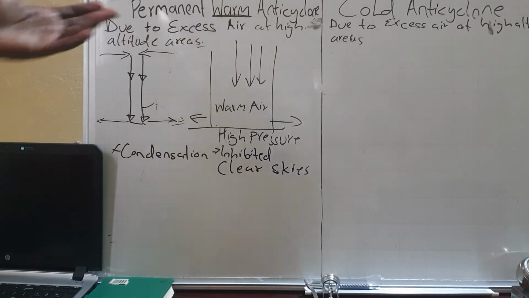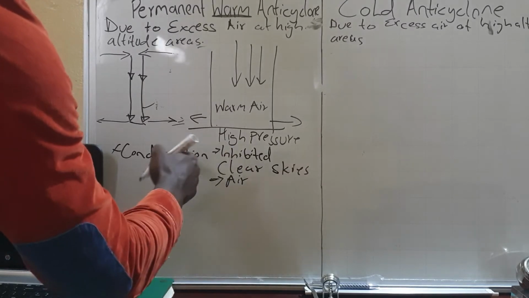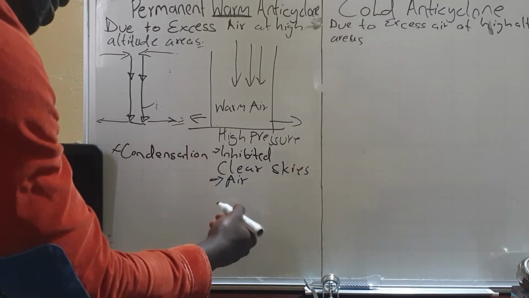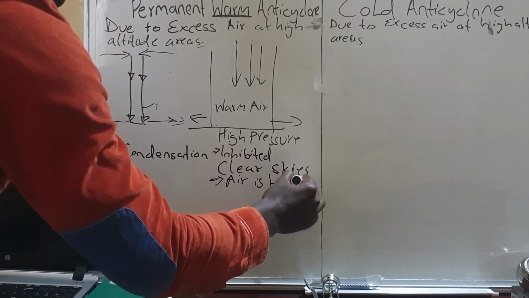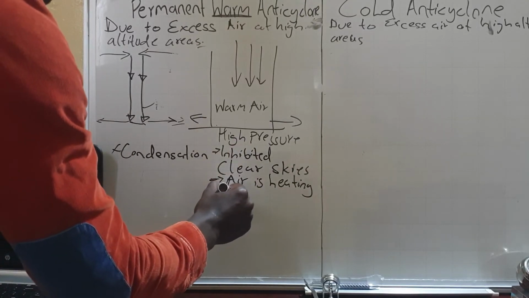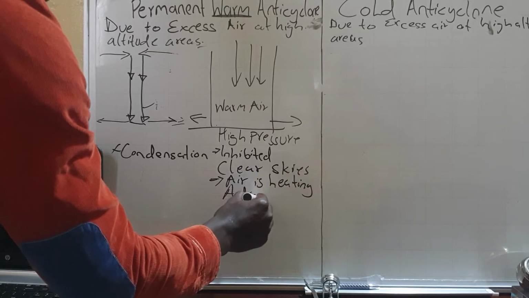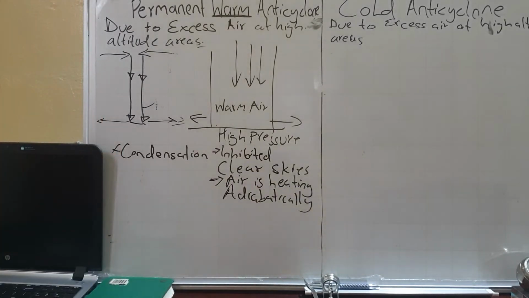Another reason for inhibiting is that the air is heating adiabatically, because you know that water vapor needs to cool, but in this case the air is heating adiabatically. So therefore the weather becomes hot and dry.